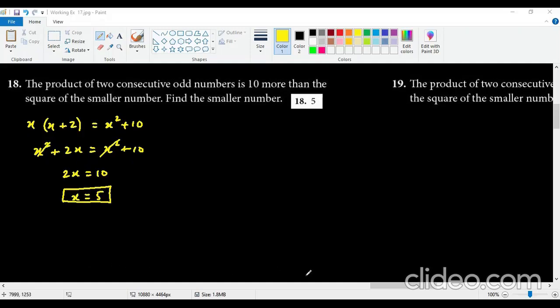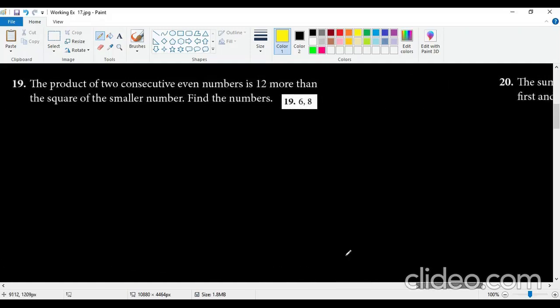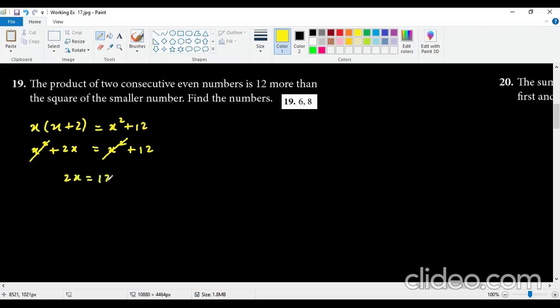Moving on to question number 19. It says the product of two consecutive even numbers. That means even or odd, the difference between these two is going to be 2. So first number is x, and the second is x plus 2, and the product is 12 more than the square of the smaller number. That means x square plus 12. That means it's going to give us x square plus 2x equals x square plus 12. x square and x square are going to be cancelled, and 2x will be equal to 12. That means x is equal to 6.